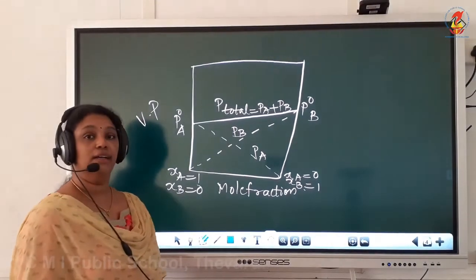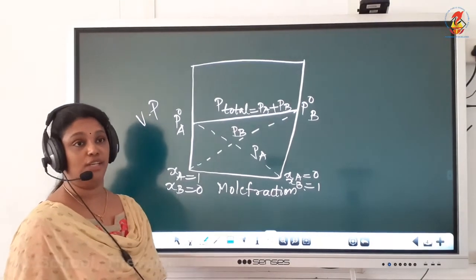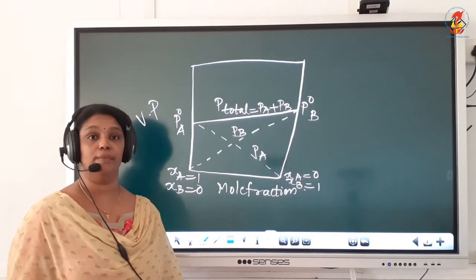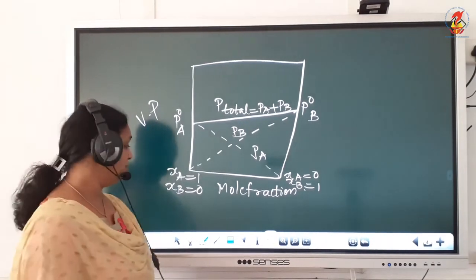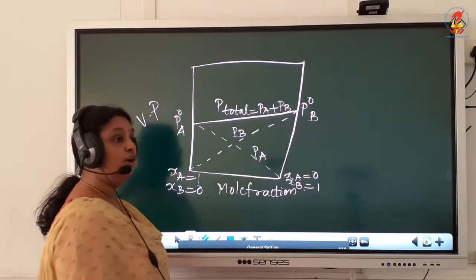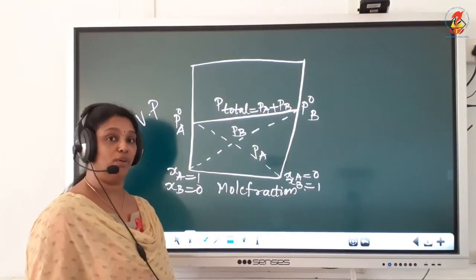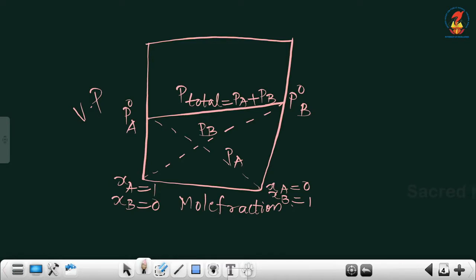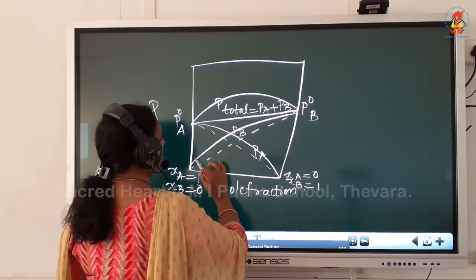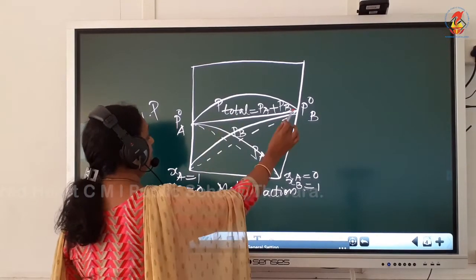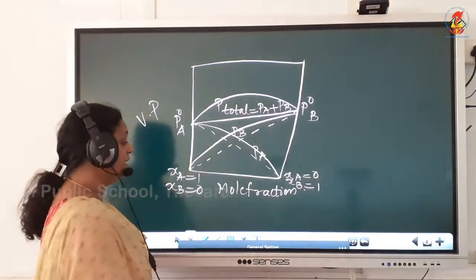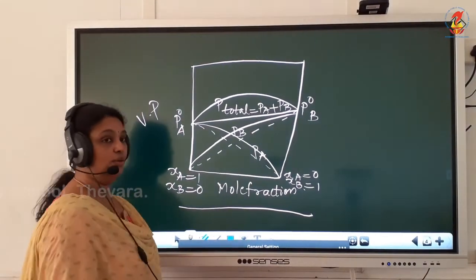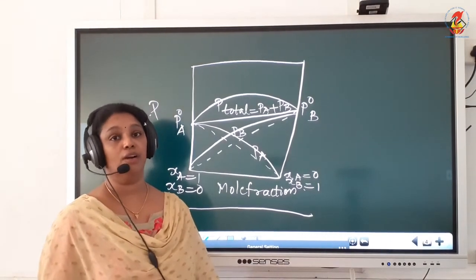Now suppose the non-ideal solution shows a positive deviation. In that case we know the vapor pressure of the solution will be higher than that expected from Raoult's law. So when we draw the graph for a non-ideal solution showing positive deviation from Raoult's law, the graph will be like this. The ideal solution graph is drawn and the partial pressure of each component will be higher. See, the partial pressure of component A increases, the vapor pressure of component B increases, the total vapor pressure of the solution also increases. So this is the graph for non-ideal solutions showing positive deviation from Raoult's law.